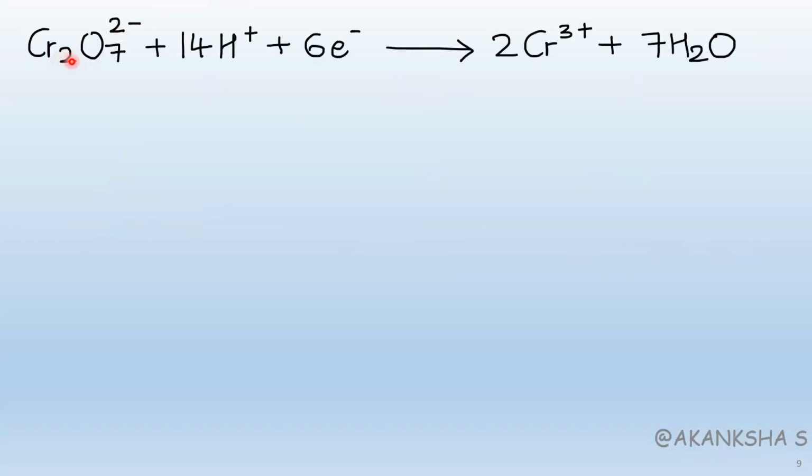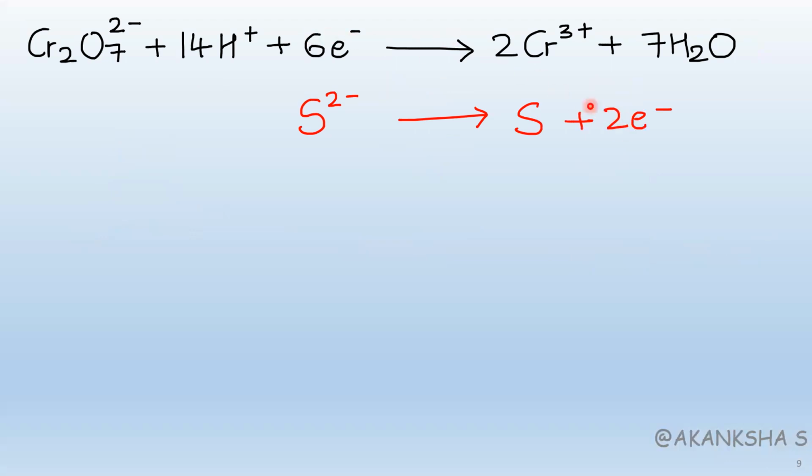Consider the equation of dichromate in acidic medium. Put down your equation that you have got from the question, that is hydrogen sulfide to sulfur. Pay attention to the electrons. We do not want electrons in our final equation. Initial equation or first equation, 6 electrons. Then we have 2 electrons.